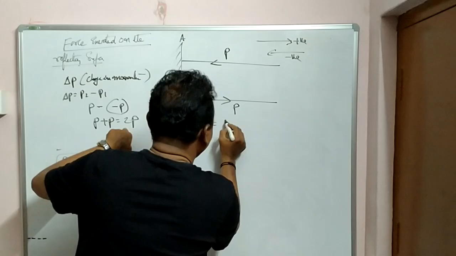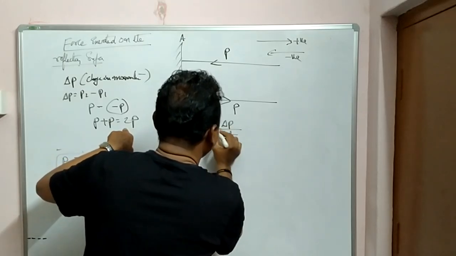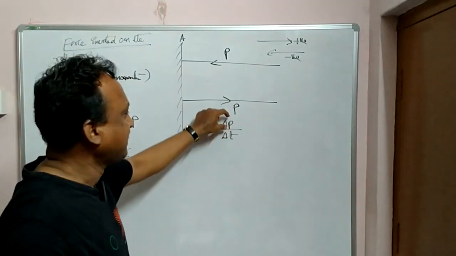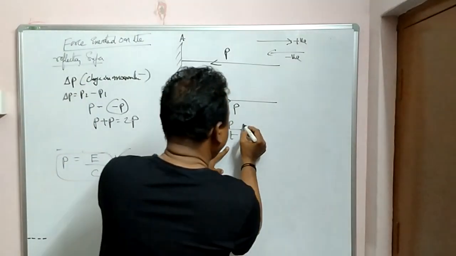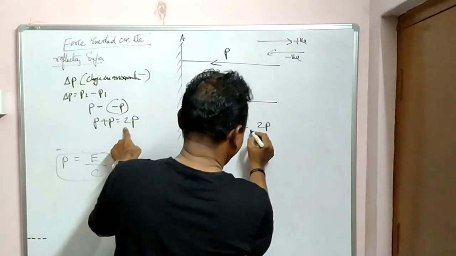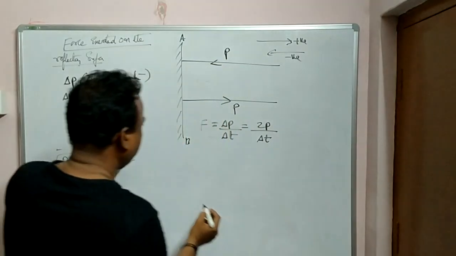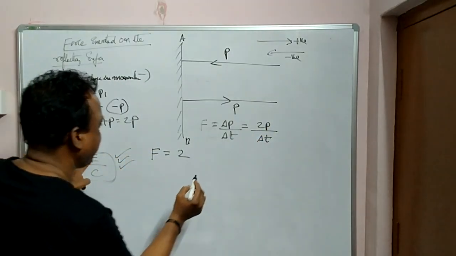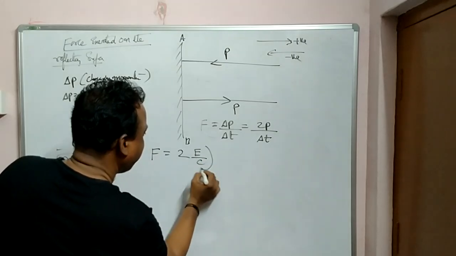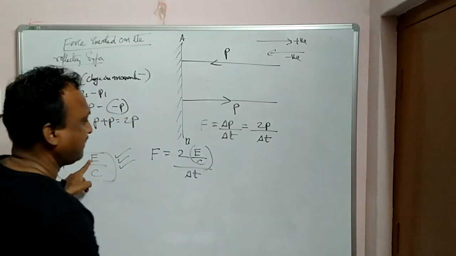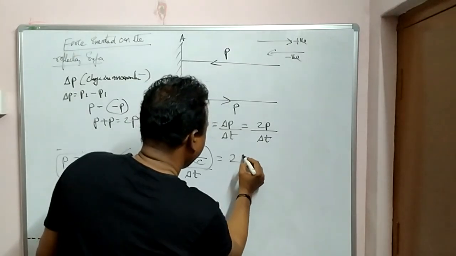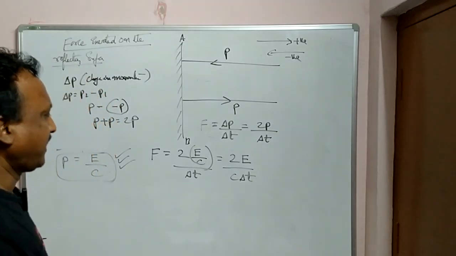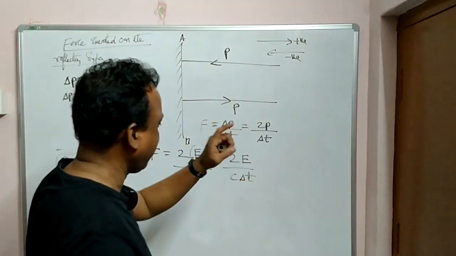Now what is the force exerted? Force is given by delta P by delta T. You know from Newton's second law, I already told you Newton's laws, average force is given by change in momentum by time. So here what is delta P? 2P. 2P by time, delta T. So therefore force is equal to 2 into P. What is P here in terms of energy? E by c, by delta T. So this one is nothing but 2E by c delta T.